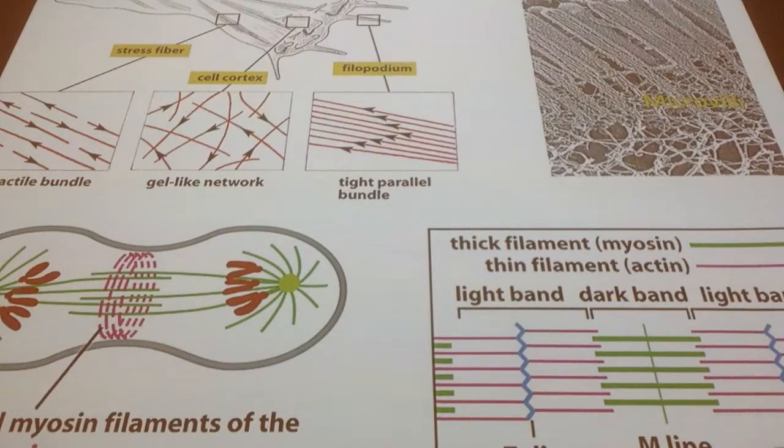Okay? So structure, function. If you have a certain structure, you have to have that function. We'll talk about why the gel-like structure of the microfilament occurs in the cell cortex later.